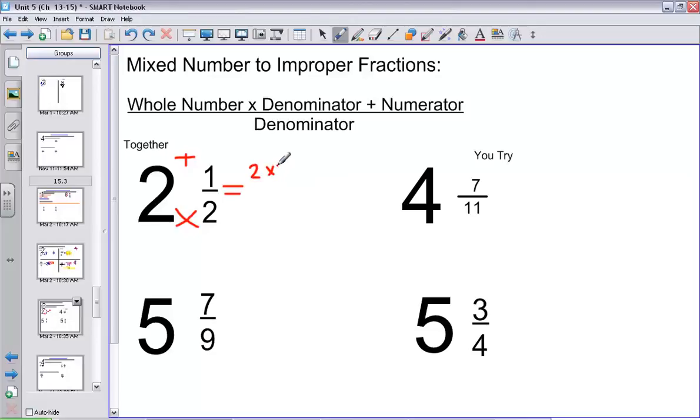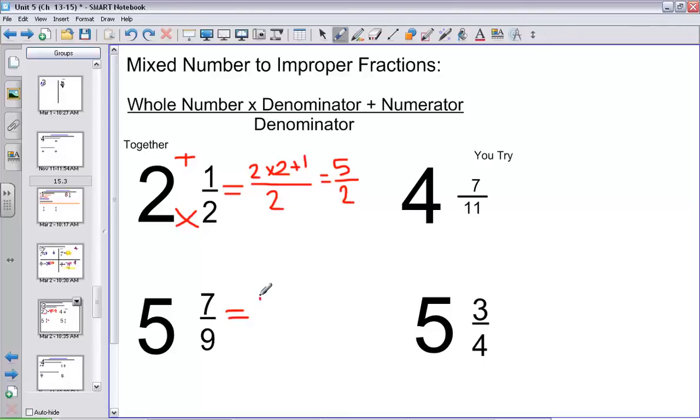So I'm going to do 2 times 2 plus 1. And it's going to be over my denominator. So 2 times 2 is 4 plus 1 is 5. So my improper fraction is going to be 5 over 2.